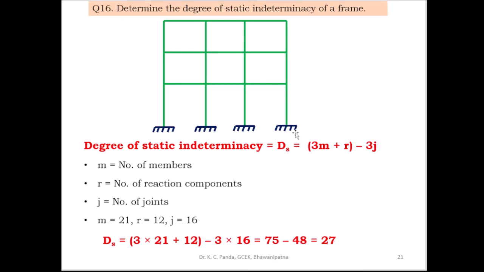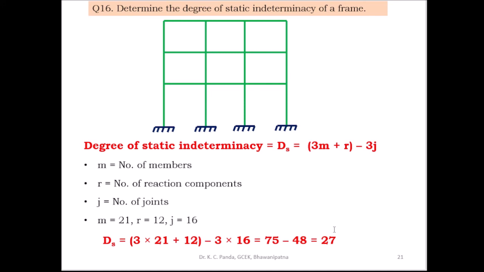So number of reactions are equal to 12, and number of joints are equal to 1, 2, 3, 4, 5, 6, 7, 8, 9, 10, 11, 12, 13, 14, 15, 16. Then find out the degree of static indeterminacy. This is equal to 3 into 21 plus 12 minus 3 into 16, is equal to 27.